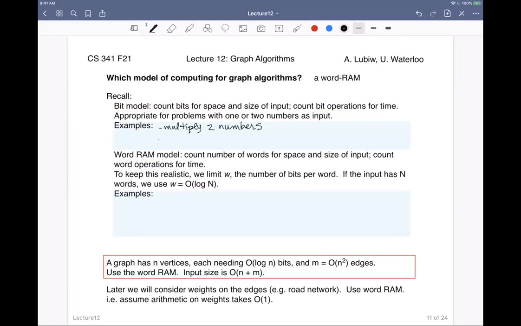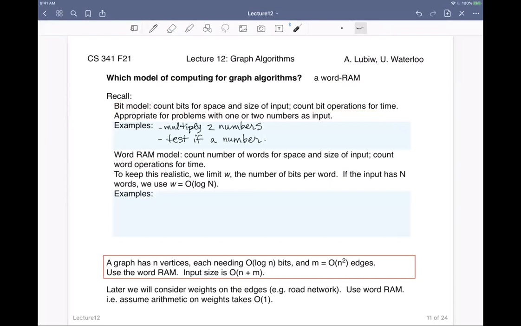Another example would be if I want to test if a number is prime. So here the input is a single number. And to say how good is that primality testing algorithm, I would want to say, how does it behave in terms of the number of bits in the original input?